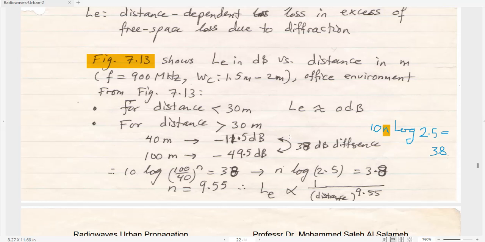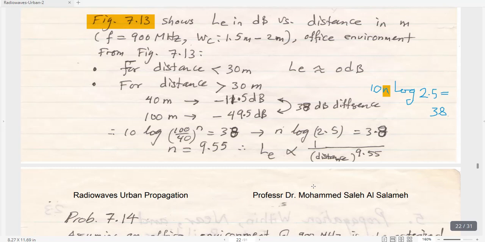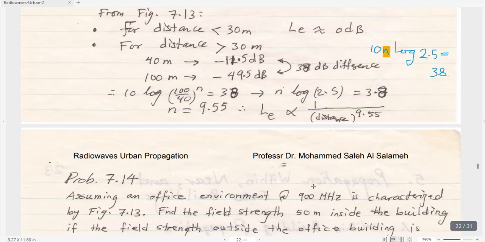This is the exponent of the power law, which means that the loss is proportional to 1 over distance to the power 9.55. It is a very large slope. The loss, in dB, would be minus this, so this is a large loss. The loss increases at a very large rate with distance.